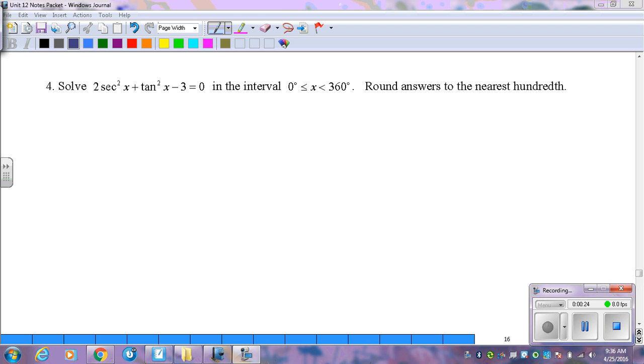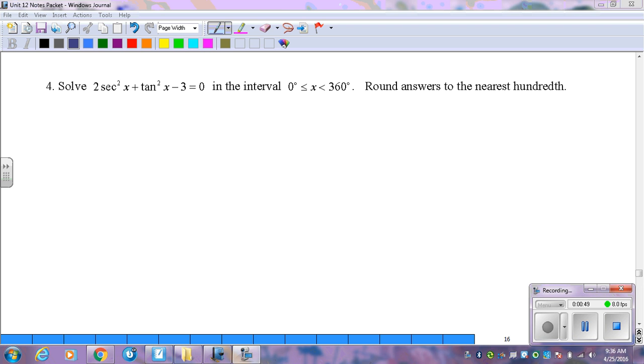All right, so in number 4 it says solve 2 secant squared x plus tangent squared x minus 3 equals 0. We can't put these two functions together, this is not the same as 2x squared plus x squared, okay? Those are two different functions. So what we're going to do is try to put them in terms of sine and cosine, just as we would if we were simplifying.